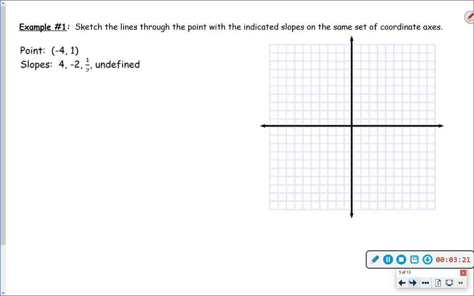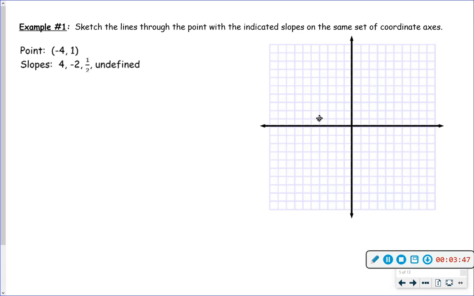Okay, so here we go. Sketch the lines through the points with the indicated slopes on the same set of coordinate axes. Notice they give you 4 different slopes, so we're going to have 4 different lines on here. Now, power of the smartboard, I'm going to color code them. You don't have to, but that's how I'm going to roll. First thing I'm going to do is plot my point, -4, 1. 2, 3, 4. So every line I draw is going through that black point I just put on there.